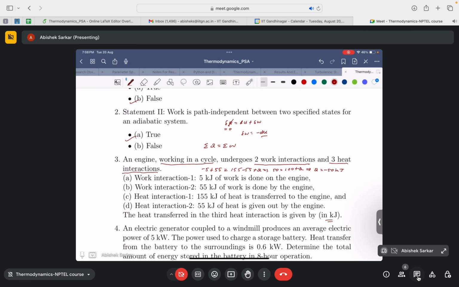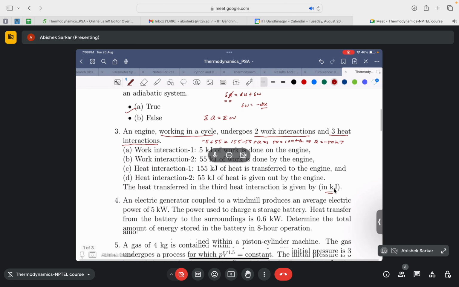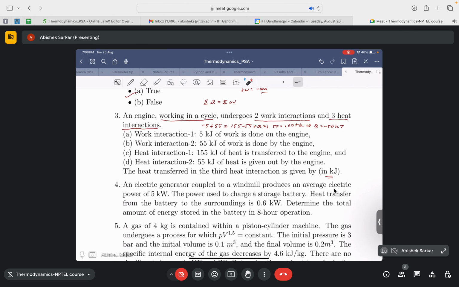Okay. So the next question is given here. An electric generator coupled to a windmill produces an average electric power of 5 kilowatt. The power is used to charge a storage battery. The heat transfer from the battery to the surroundings is 0.6 kilowatt. Determine the total amount of energy stored in the battery in 8-hour operation.